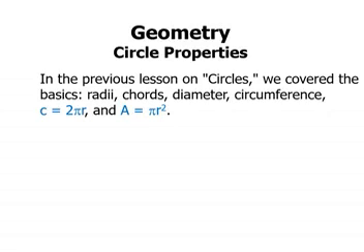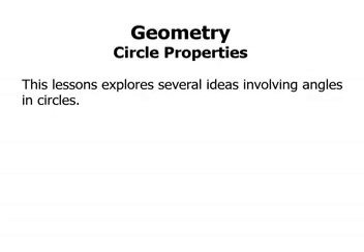Circle properties. In the previous lesson, we covered some of the basics. We covered radii, chords, diameter, circumference, the famous formula for circumference, and the famous formula for area. Now, if any of those are brand new to you, I suggest watching that previous lesson on circles. In this lesson, we're going to talk about something different. In this lesson, we're going to explore several ideas involving angles in circles.